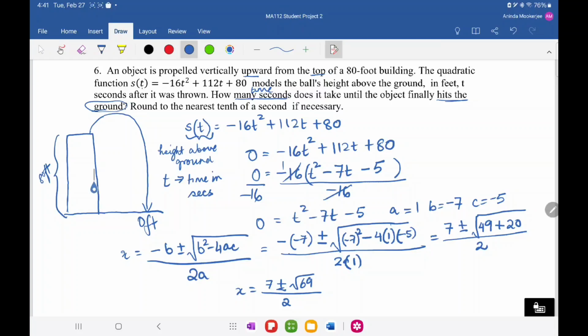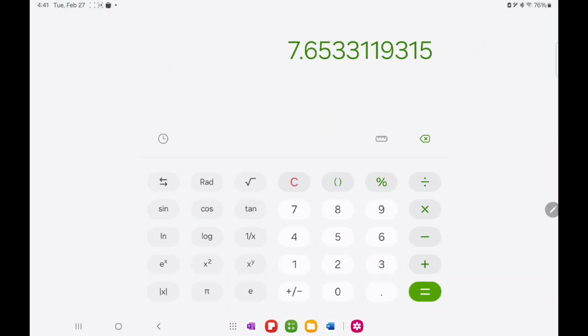So we are going to get two values of x. One when we do subtraction, 7 minus square root of 69 over 2, and the other one is 7 plus square root of 69 over 2. Let me just write this, it has become a little bit messy. So this is going to be a plus minus, all right? So I'm going to use the calculator now to do 7 minus square root of 69 divided by 2. Let's see what we get here. So 7 minus square root of 69 divided by 2 is negative 0.653.